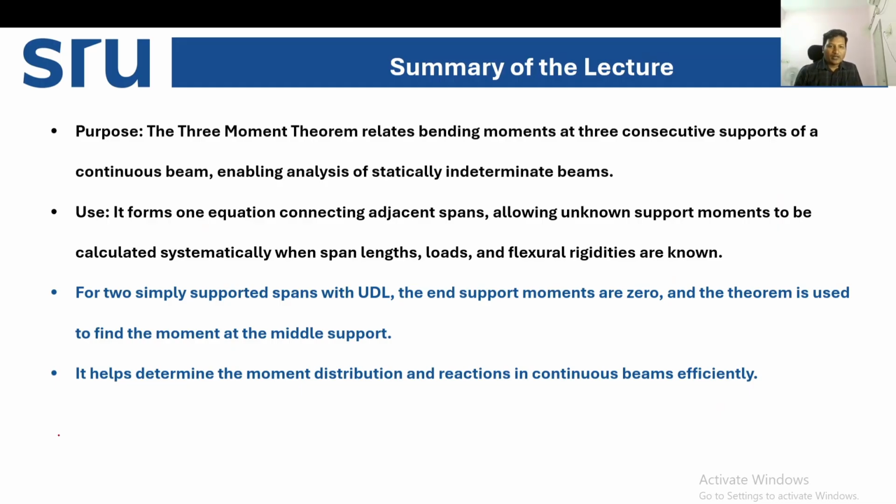So in summary, we have already discussed this. What is the purpose of this three moment theorem? What is the use of it? In two simply supported spans with UDL, the end support moments are zero, and the theorem is used to find the moment at the middle support. So it helps to determine the moment distributions and reactions in continuous beams efficiently. I hope this three moment theorem is clear.